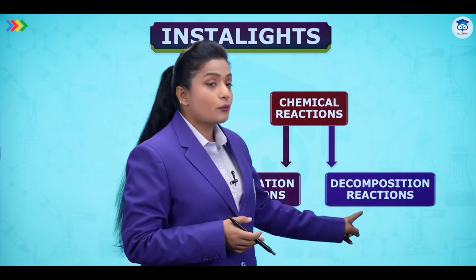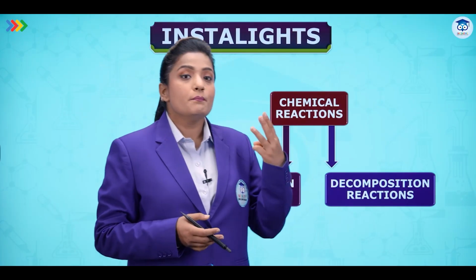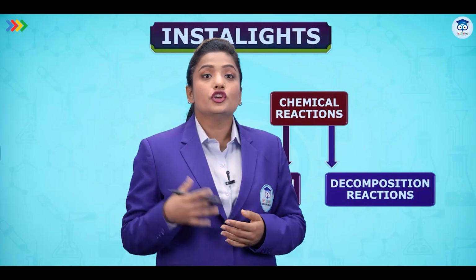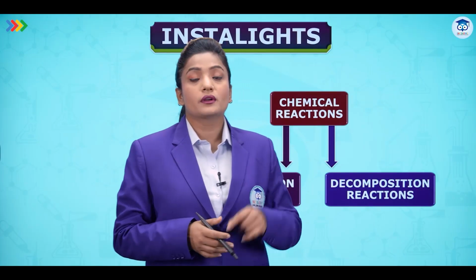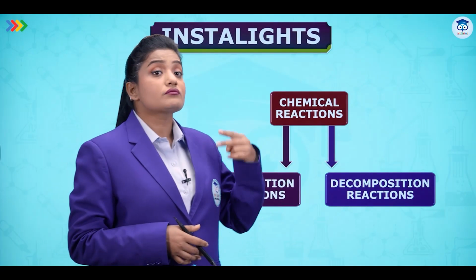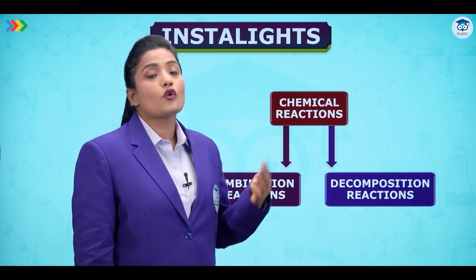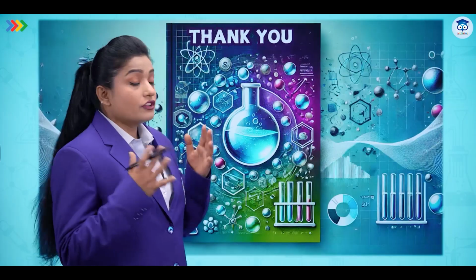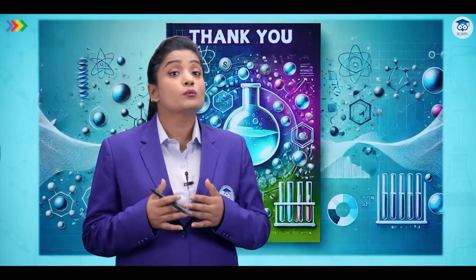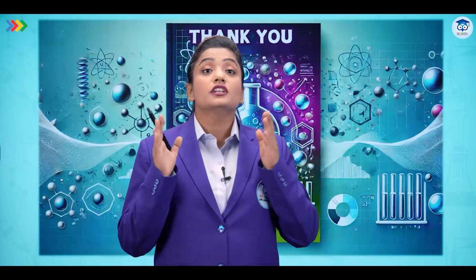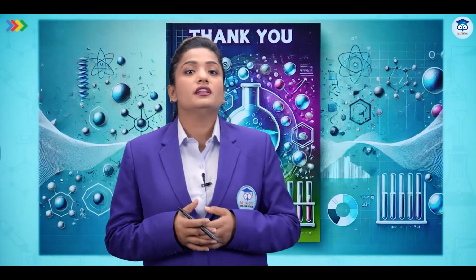Also, we have seen that decomposition reaction has three subcategories based on the source of energy utilized to decompose the compound. It could be a thermal decomposition, it could be an electrolytic decomposition, or it could be a photolysis or photodecomposition reaction. With this, we have come to an end to today's class. I hope the session was interesting and you have learned the two different categories of chemical reaction.